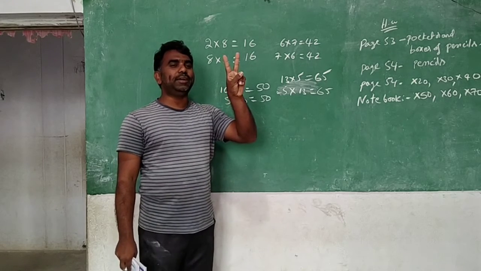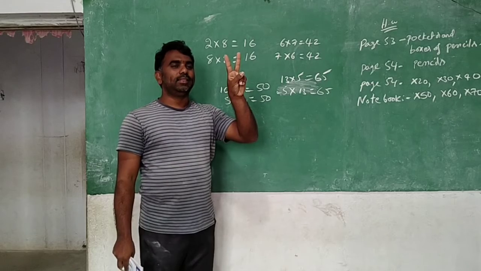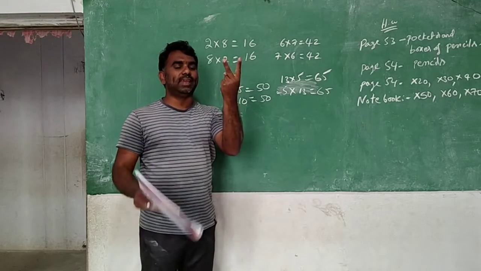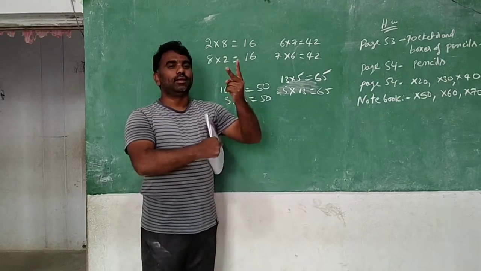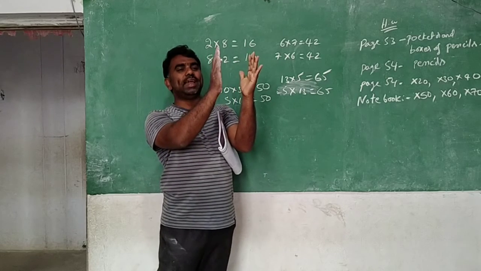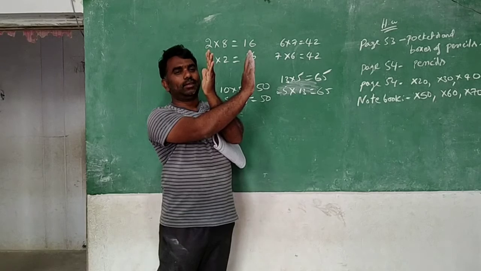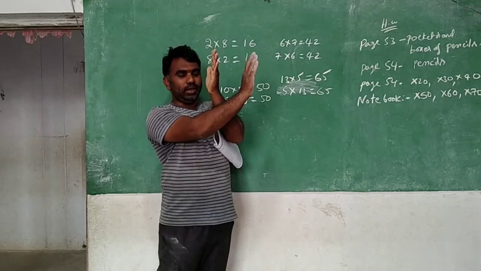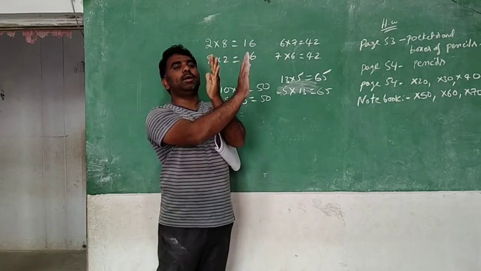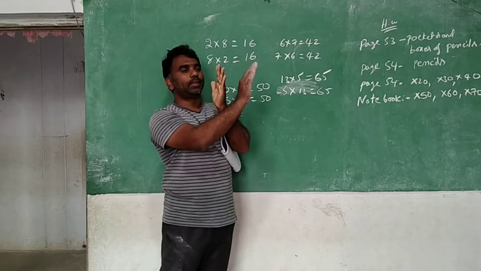First I multiplied 2 and 8. Then I exchanged the places like this, 8 and 2. First 2 and 8. Next I exchanged 8 and 2. Both times I got the same answer.